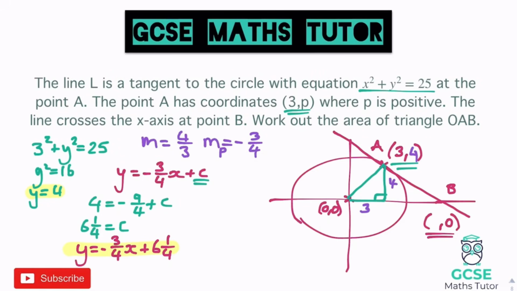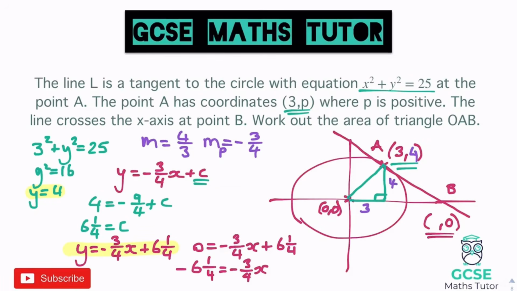Remember, the y coordinate is 0 there. So if I plug 0 in again, so 0 equals negative 3/4 x plus 6 1/4. Let's solve that for x, so minus 6 1/4 from both sides. So minus 6 1/4 equals negative 3/4 x. And now we need to obviously divide these fractions to find out the value of x. Not very nice again, but let's have a look at what we get here.